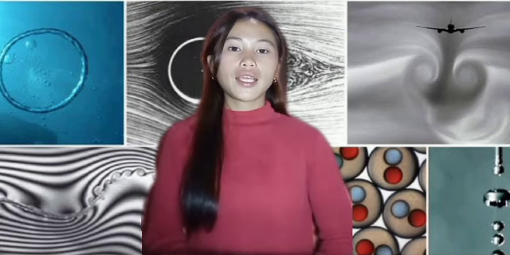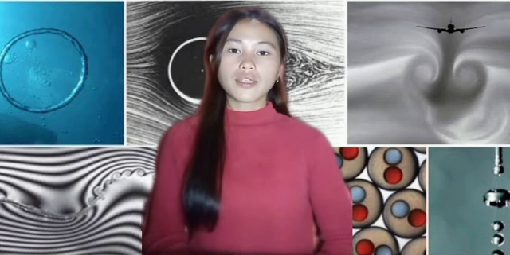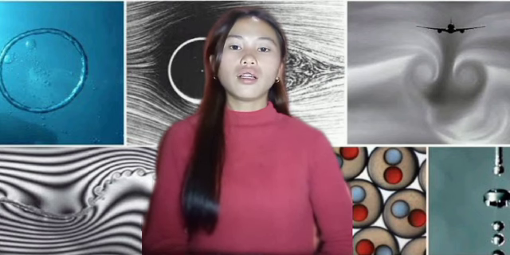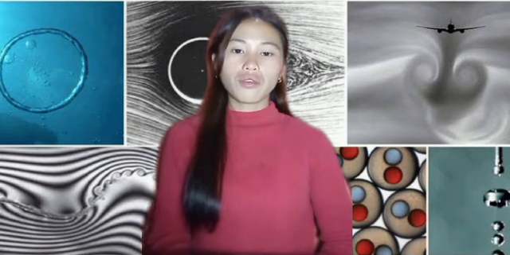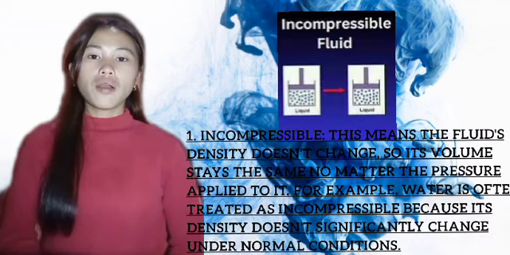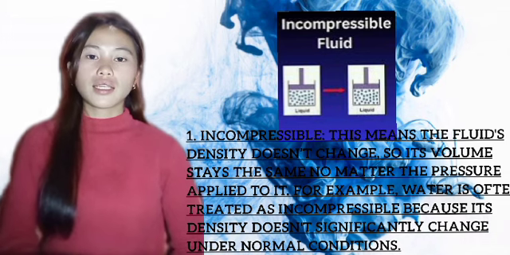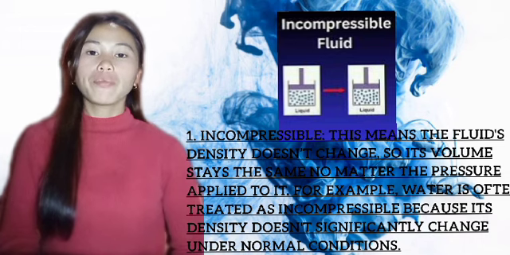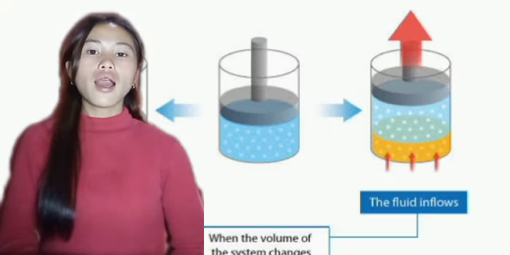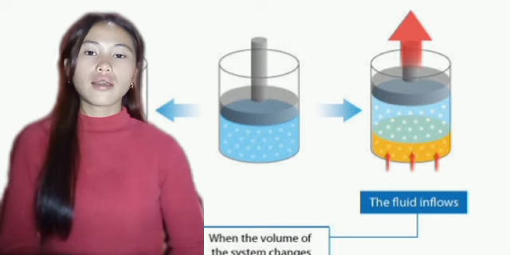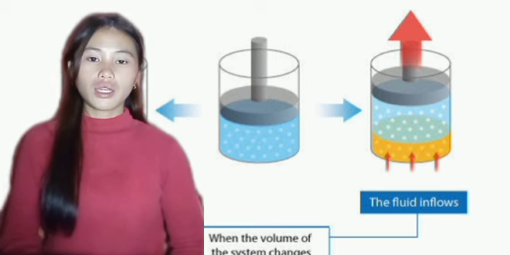Fluid dynamics is the study of how fluids, liquids and gases, move, but it's a complex subject because fluids can behave in many different ways, and we don't fully understand all of their properties and behaviors. To simplify things for this lesson, we make three assumptions about the fluid. Incompressible. This means the fluid's density doesn't change, so its volume stays the same no matter the pressure applied to it. For example, water is often treated as incompressible because its density doesn't significantly change under normal conditions.